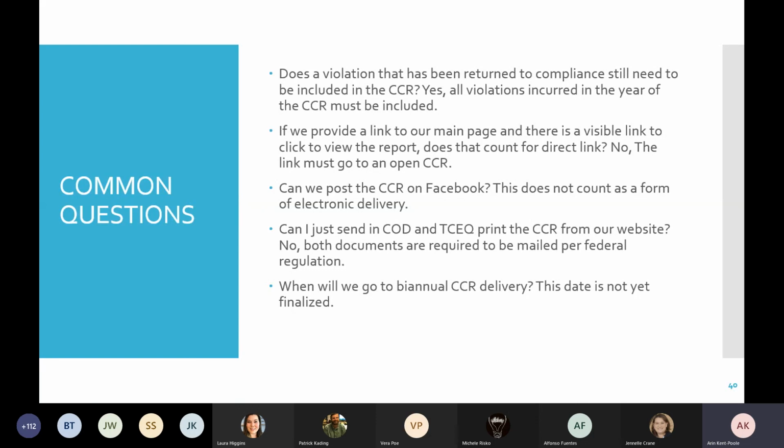And finally, when will we go to the biannual CCR delivery? The EPA, as Michelle has said, has not finalized the details for the upcoming changes to the CCR, and applicable systems should be notified once these changes are implemented.